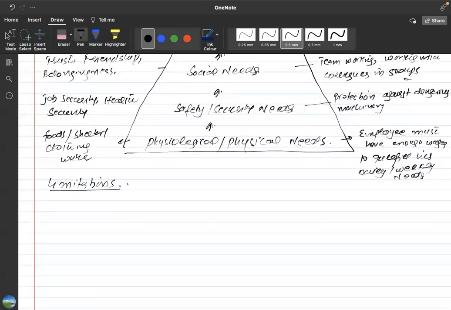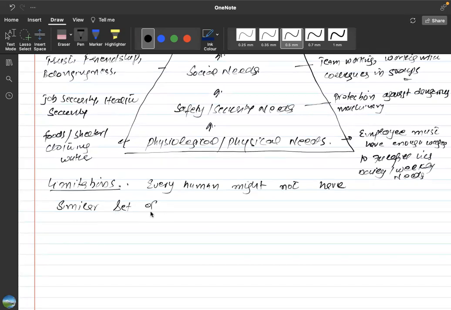every human might not have a similar set of needs. It's not necessary that I have the social needs and Ibrahim would also have social needs. It's not necessary that Ibrahim has the esteem needs and I also have esteem needs. This is not necessary in the case of every human. Every human might not have a similar set of needs.